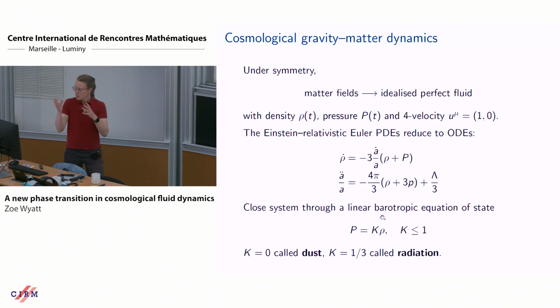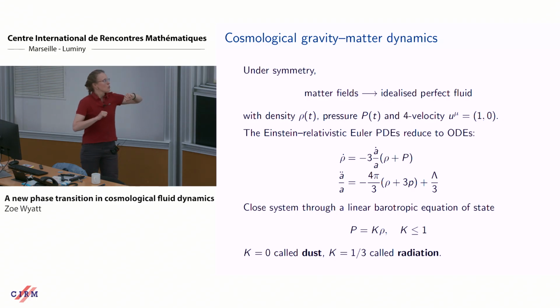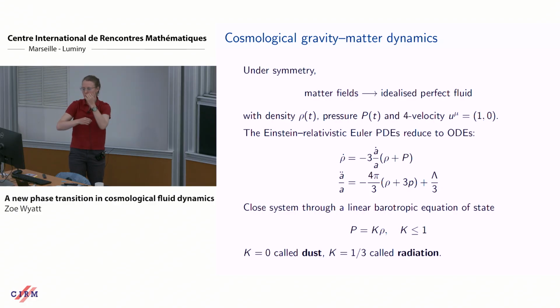Now, this parameter k is going to be very important for my talk, and in particular, the 2 important cases that appear in cosmology are these 2 cases here. When this parameter k vanishes, we have no pressure, and we call this a dust fluid. So you've got your particles here. They are not exerting pressure on each other. They are only interacting through the gravitational field.